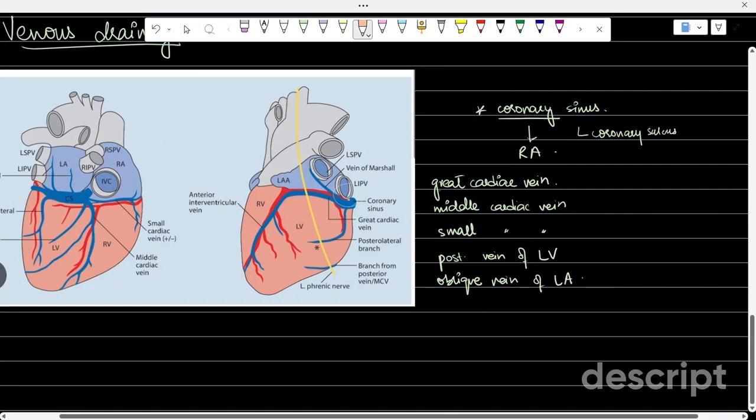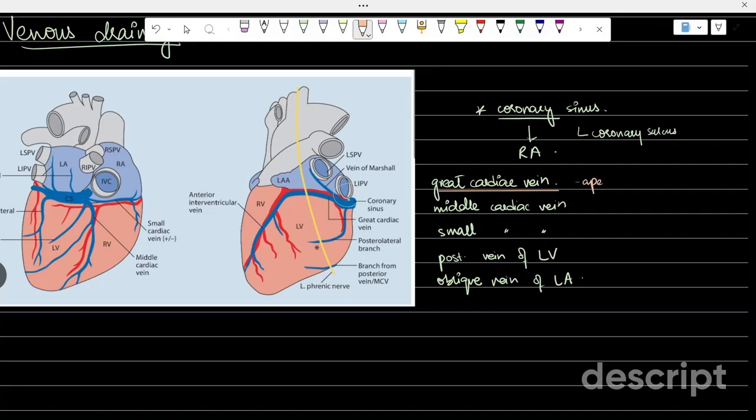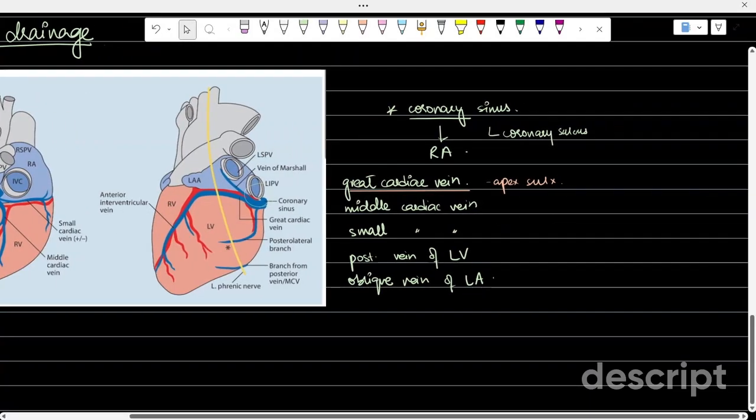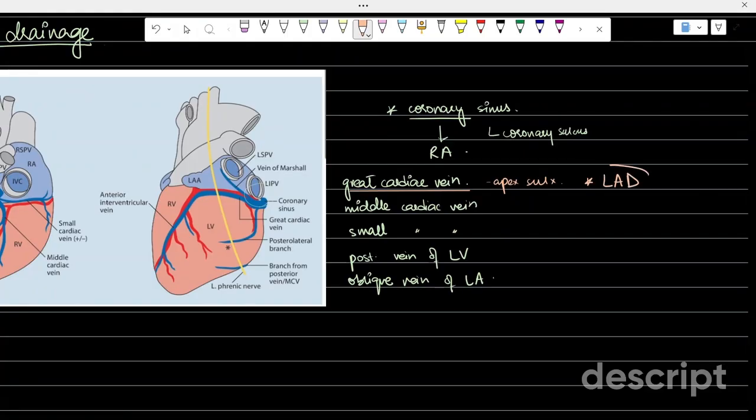Now, a high yield point about the great cardiac vein is that it starts at the apex in the sulcus and it drains into the coronary sinus as we just discussed, and it accompanies the left anterior descending artery. So the vein accompanying the left anterior descending artery is the great cardiac vein, as you can see labeled in the diagram as well. This is the LAD, and the other one, the one in blue, is the great cardiac vein.